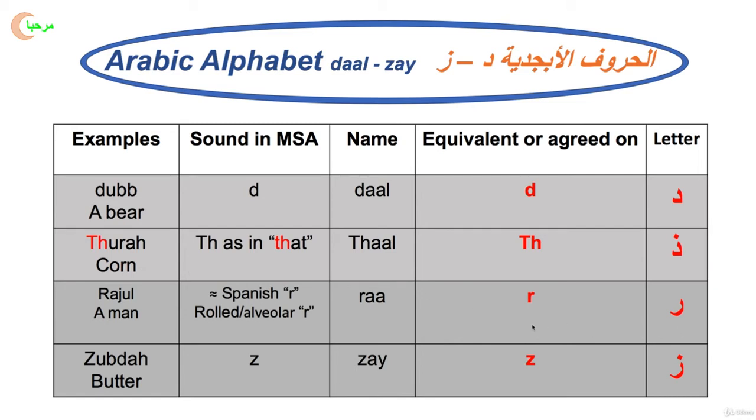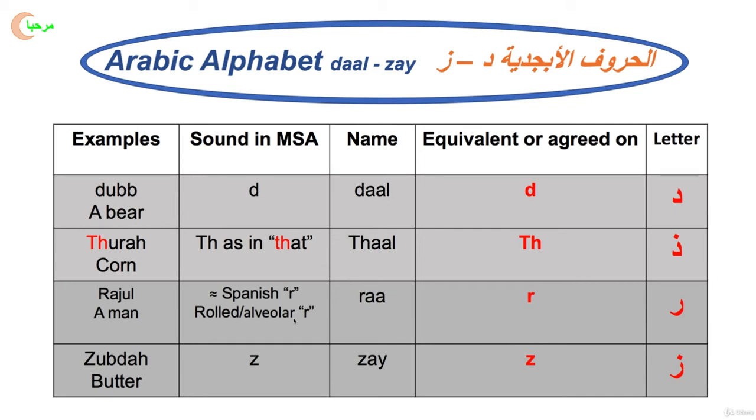The next one has an equivalent, but not 100%, because when you pronounce the R in English, the tongue is not really contracted and not rolled. However, the R in Arabic is more like a Spanish R. It's less strong, and it's a rolled and alveolar R. So it's ra, that's the name. Ra, and the sound is r.